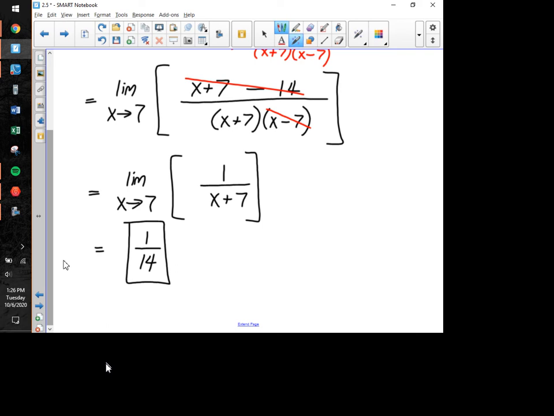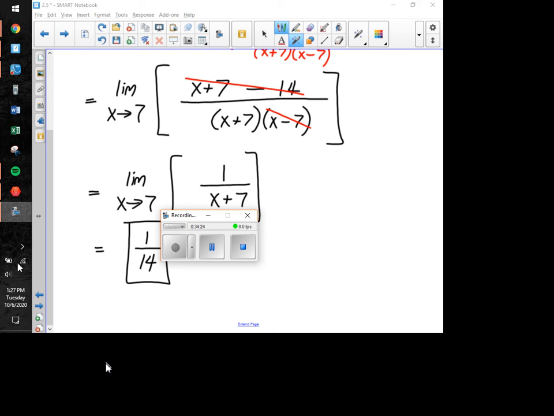All right, guys, so that is a wrap on 2.5. So when the directions say to actually evaluate a limit, not approximate it, not come up with an estimate, but to actually find a limit, these are the methods we're going to be using in section 2.5. Good luck, everybody.